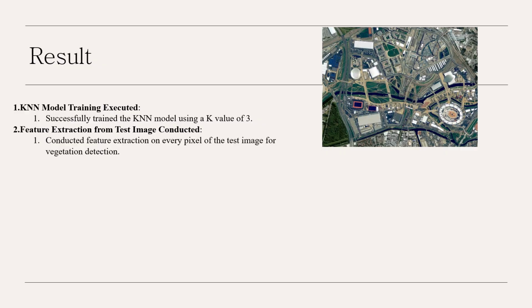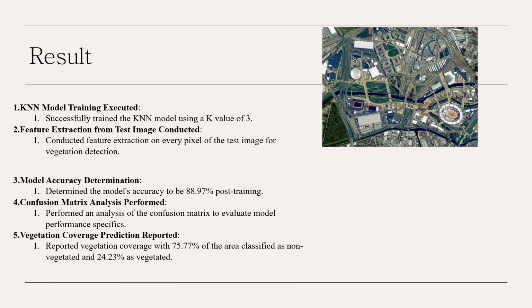I used a k-value of 3. I saw that the accuracy was around 89%, which is acceptable. And then for the confusion matrix, we can see that around 9,000 points were detected as non-vegetation correctly, and around 4,000 points were detected as vegetated area. And the false positives or false negatives were around 1,500 points, which is acceptable.